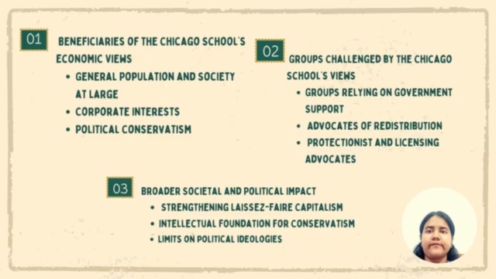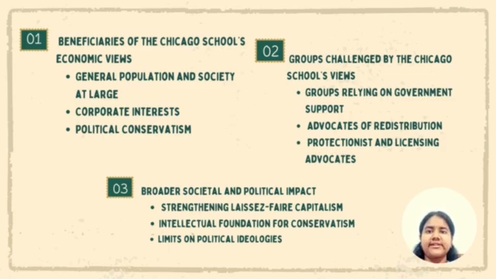Next is the advocates of redistribution. The school's opposition to using the tax system for income redistribution directly challenges policies aimed at reducing inequality. This perspective can disadvantage lower income groups or those advocating for a more equitable distribution of wealth.